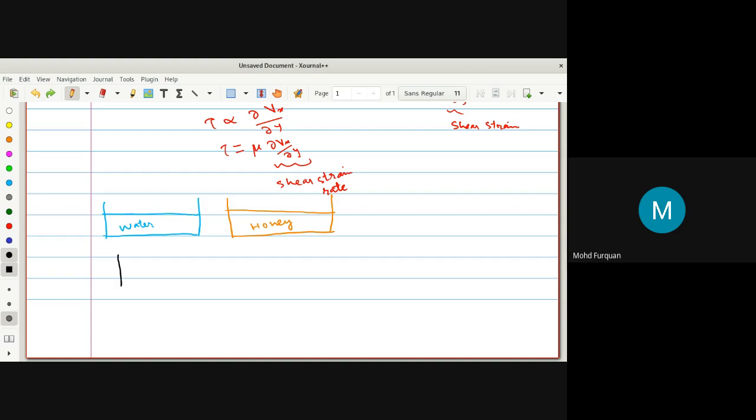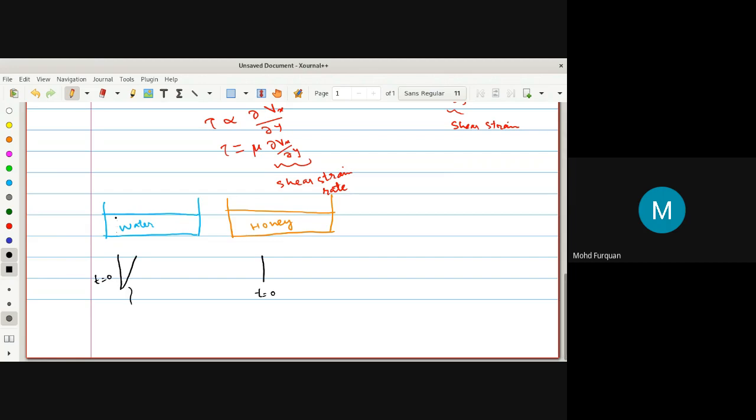So at t equal to 0, you consider a line of fluid here. Similarly, at t equal to 0, you consider a line of fluid here. Now you apply this shear stress at t equal to 0. So what will happen? This water will deform. It will flow. It will move as an effect of that shear stress. It will go from here to, for example, here.